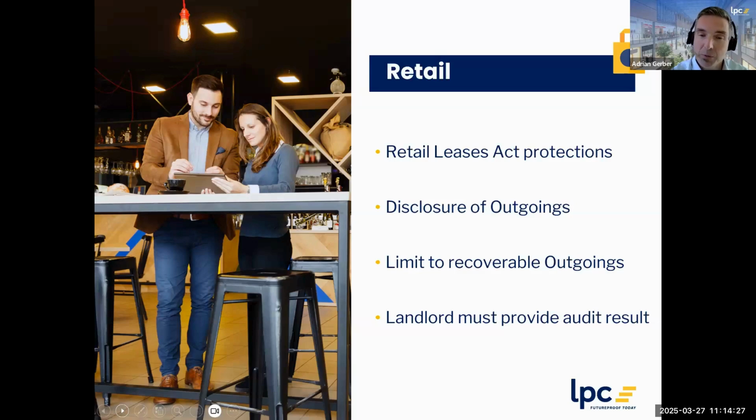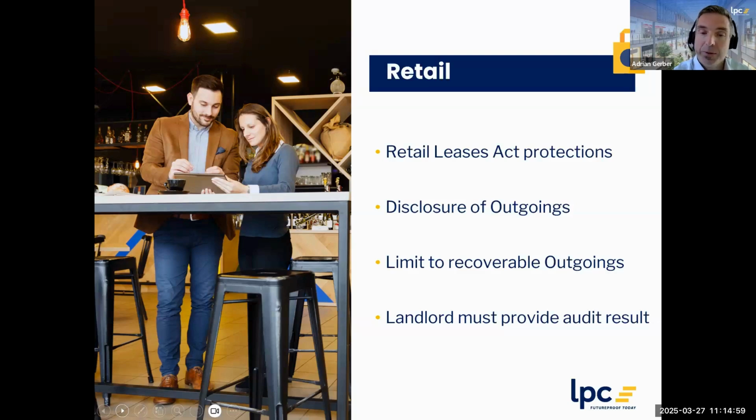Next one, limitation on recoverable outgoings. Tenants are only required to pay outgoings that are explicitly stated in the lease and disclosed or estimated properly. Landlords cannot require tenants to pay capital costs, for example, major building upgrades. And some states also restrict the recovery of land tax from retail tenants. Next one, fair apportionment of outgoings. If outgoings are shared among multiple tenants, for example, within a shopping centre, the proportion must be fair and based on lettable area or other reasonable costs.